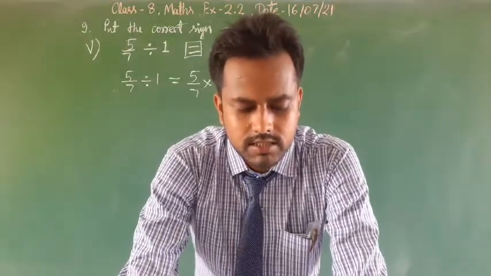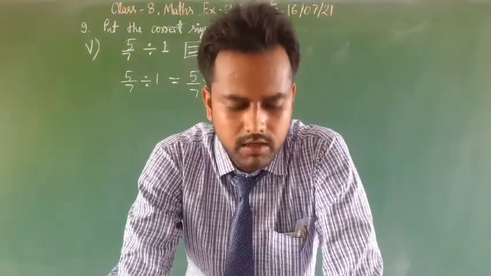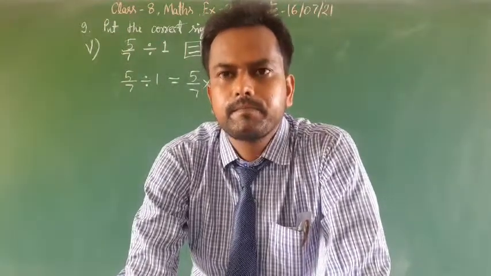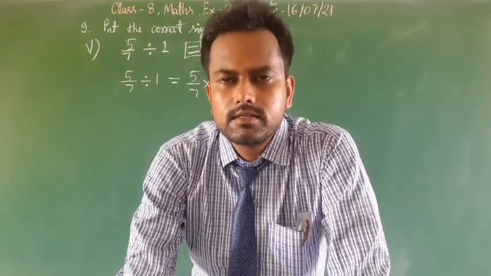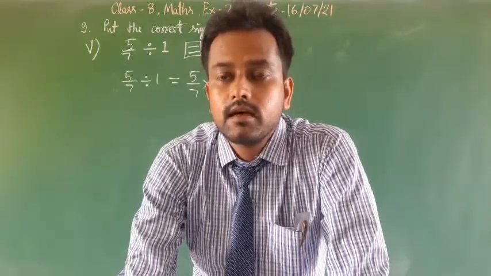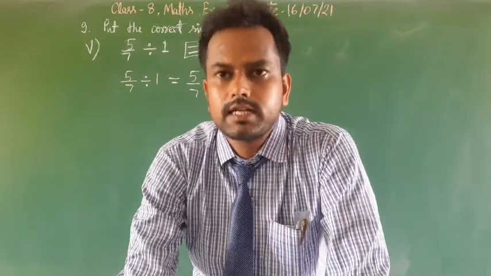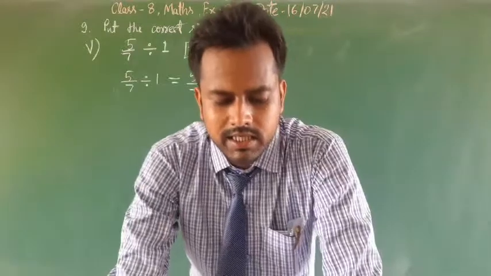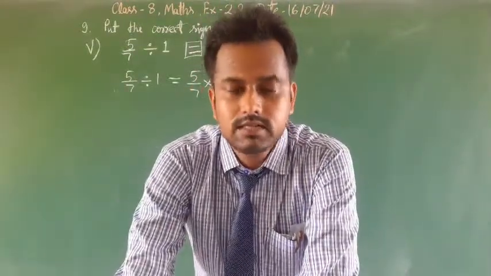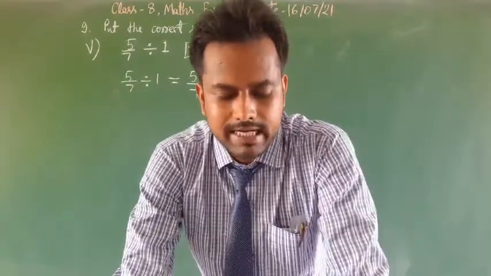So first statement is the product of two rational numbers is always a rational number. Yes, this is a closure property in multiplication, and it is said that if two rational numbers are multiplied to each other, then we get a rational number. So first statement is true, that is the product of two rational numbers is always a rational number. So this is true.